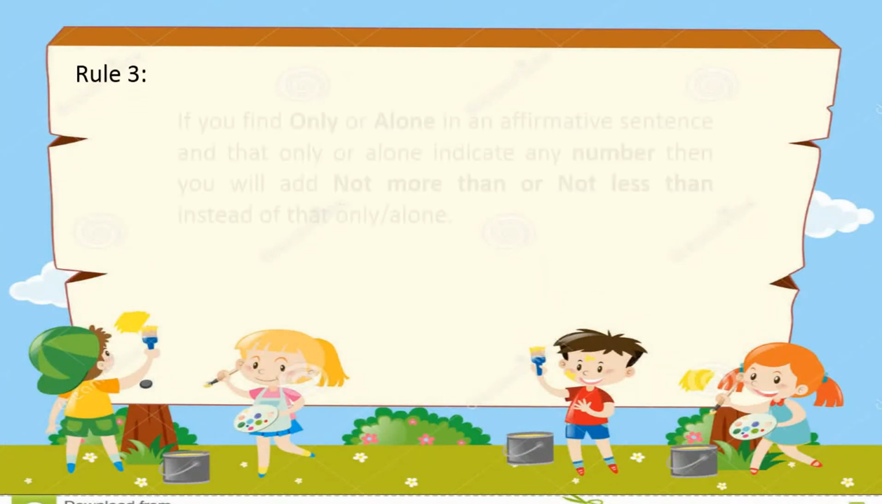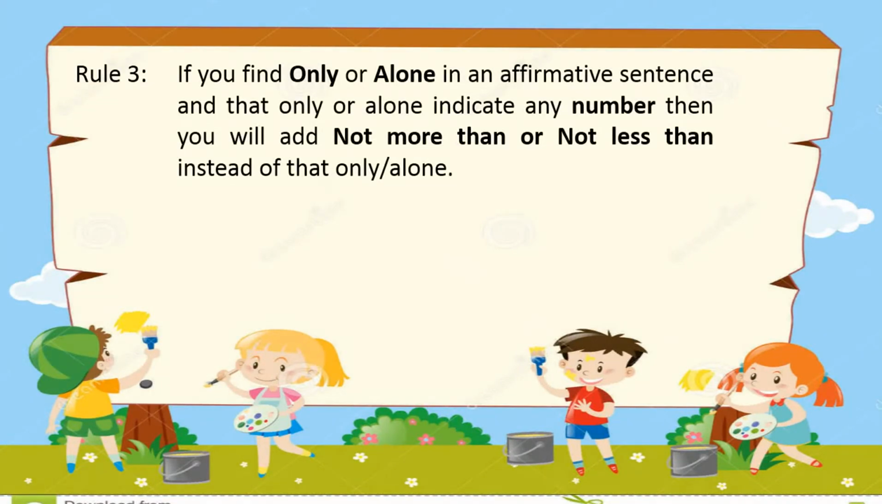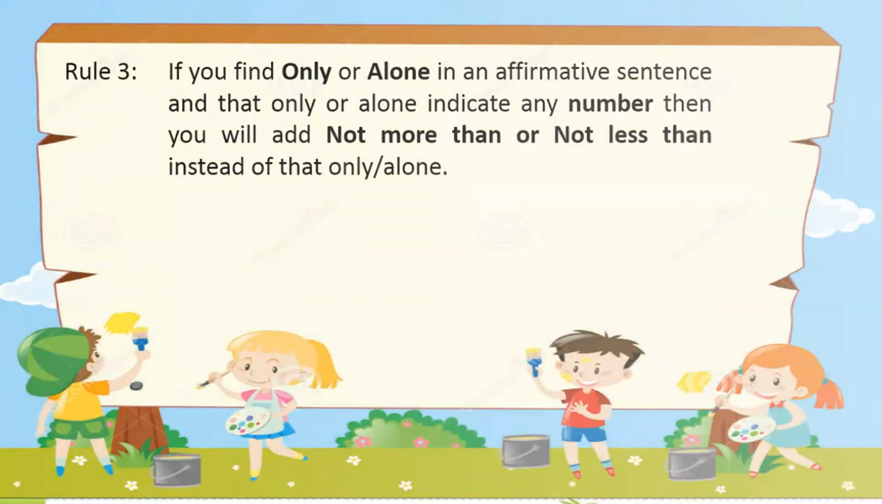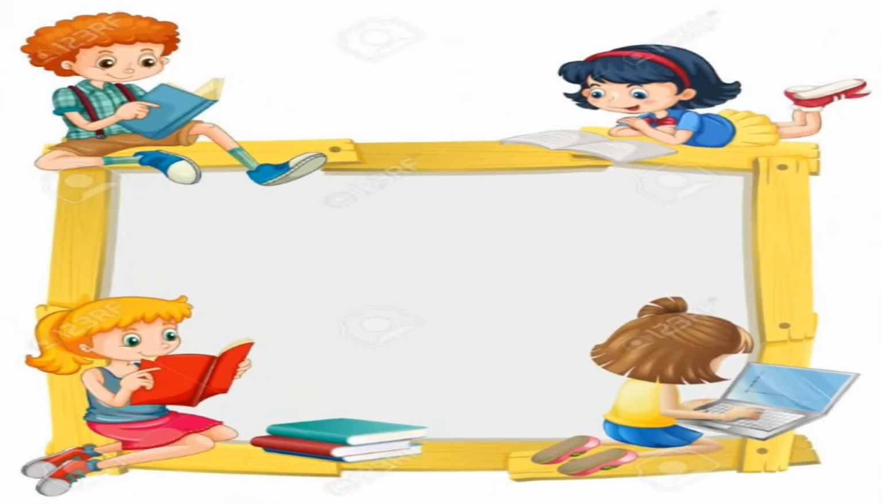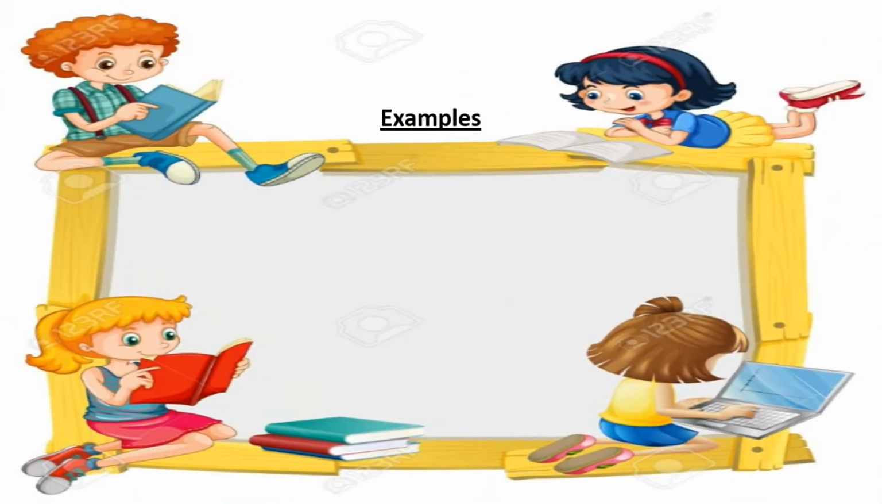Okay, next rule. If you find only or alone in an affirmative sentence and that only or alone indicates any number, then you will add not more than or not less than instead of that only or alone. Okay, so here we have some examples also. He is only 10, so here only indicates 10, that means a number, so we will use not more than. He is not more than 10.